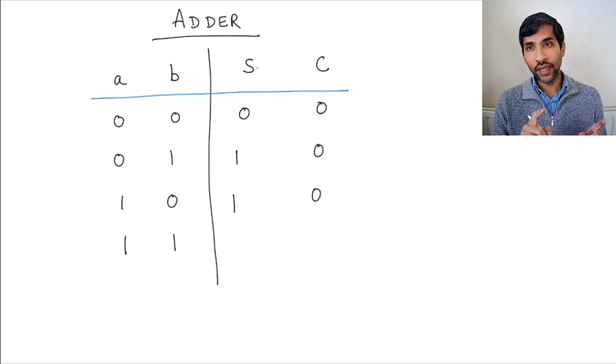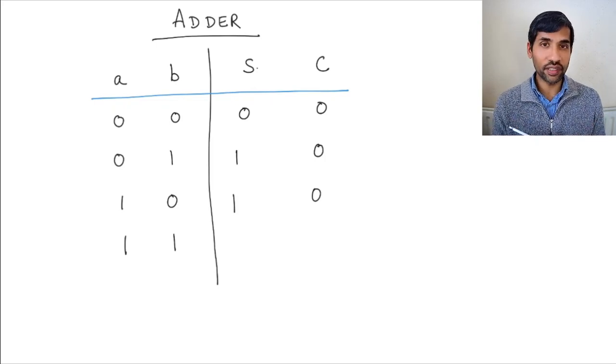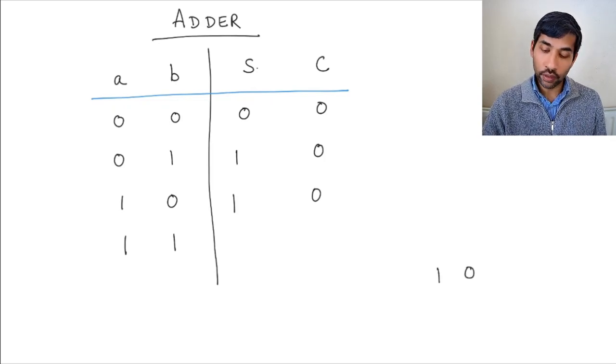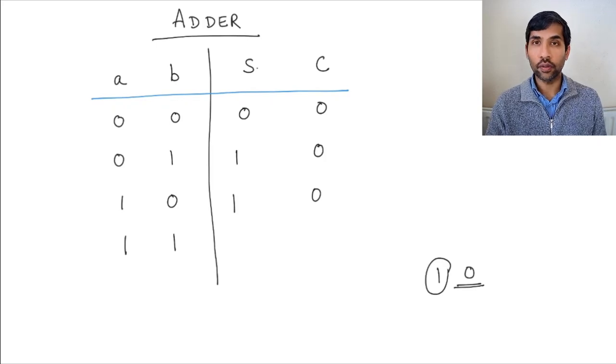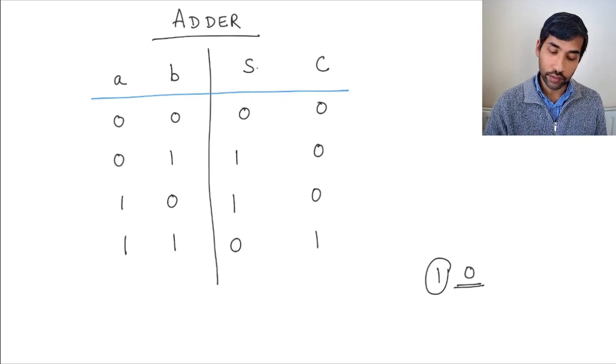If you add 1 and 1, the answer is 2, right? But you can't represent 2 in binary. How do you represent 2 in binary? You write 1, 0. So the sum becomes 0 and you have a carry, which is 1. So the result here is 0 and 1.